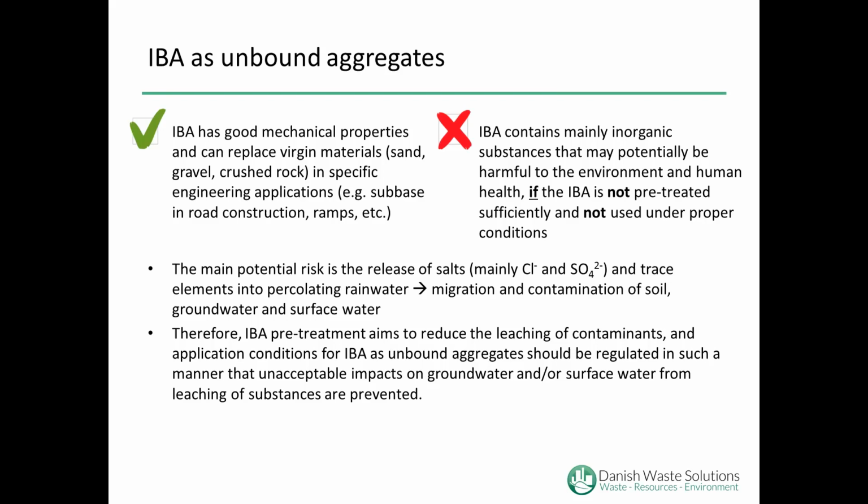By leaching, these elements can be transferred into percolating water, and migrate through soil and pollute the groundwater resources, for example. Therefore, the pretreatment aims at reducing the leaching of the contaminants, while the application conditions for bottom ash should be regulated in such a manner that these unacceptable impacts on groundwater will be prevented or limited.